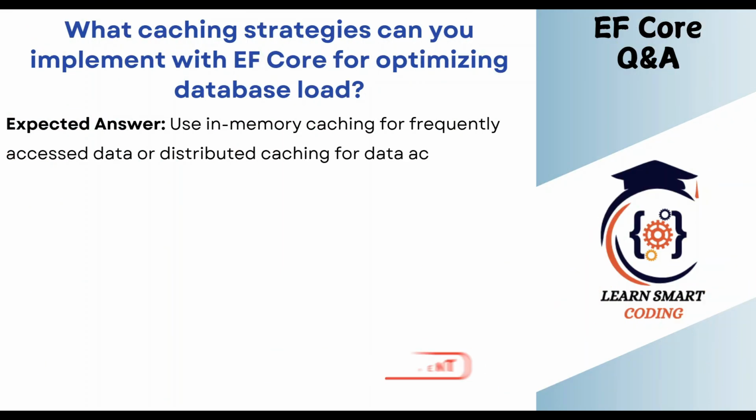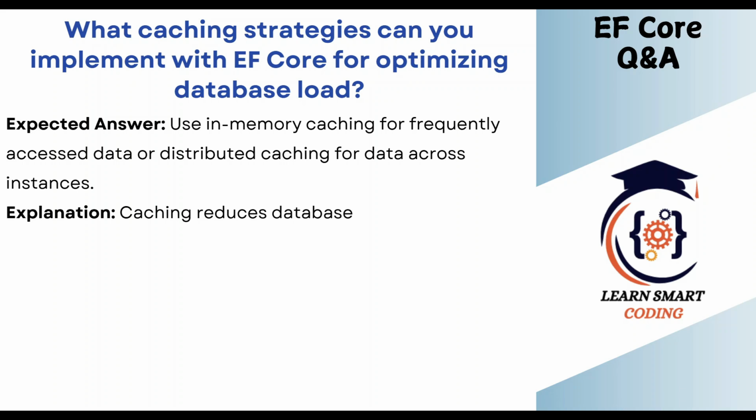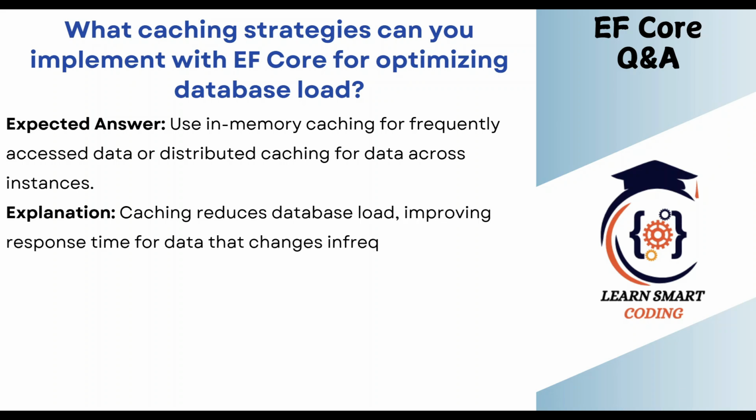So what caching strategies do you use for EF Core for optimizing database load? There are two types of strategies. One is in-memory and one is distributed caching. If you're using frequently accessed data, you can use in-memory caching. And if you are using different instances in different places, as big companies do, then distributed caching is what you have to use. So what does that mean?